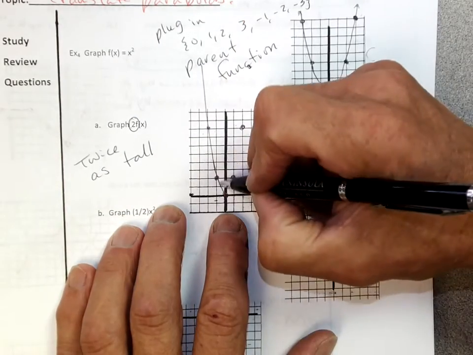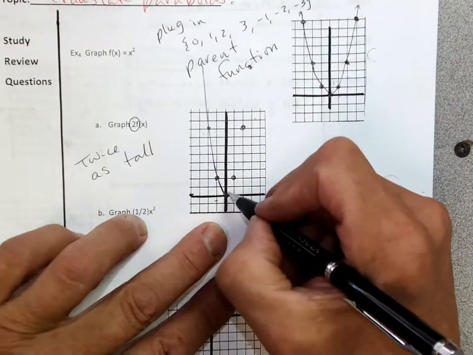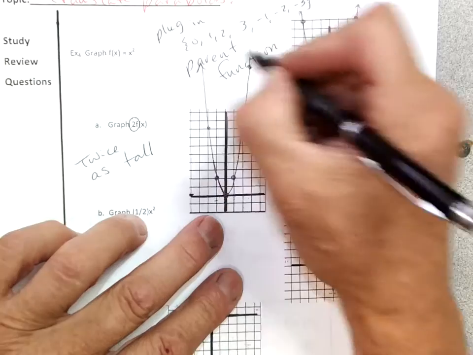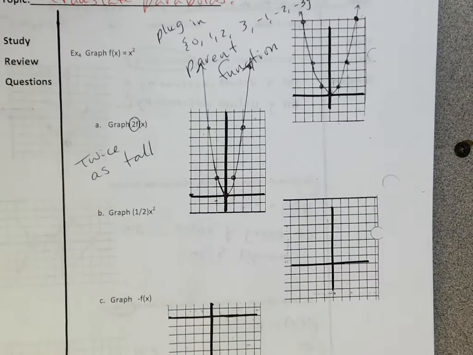So I just put it in. Okay, it's supposed to be round at the bottom. It's kind of hard to make it round without pointing on this one, but it's supposed to be curvy. Okay, now the parabola looks twice as tall, doesn't it? Skinnier, right?